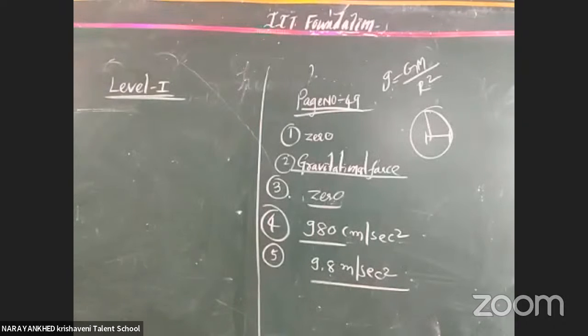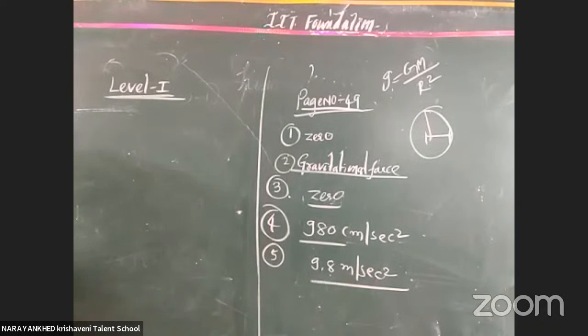Level 1. The distance traveled by a freely falling body is proportional to what? Once again, I am repeating here. The distance traveled by a freely falling body is proportional to.